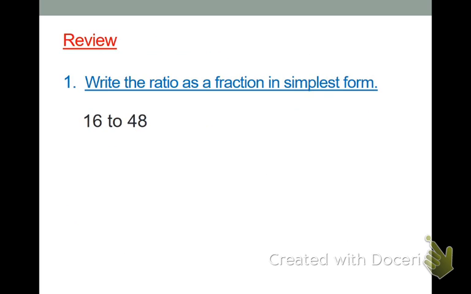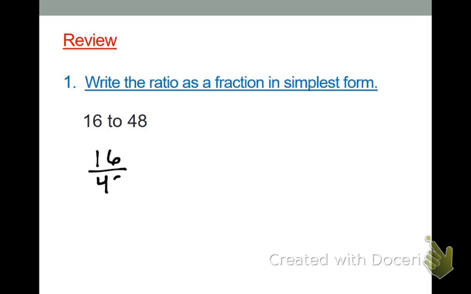Now I want to do just a little bit of a review. This is some stuff that we talked about last week. Number 1 says, write the ratio as a fraction in simplest form. So the first thing you want to do is put it into a fraction and then make it as simple or as reduced as it can go down. How do I write 16 to 48 as a fraction? 16 over 48.